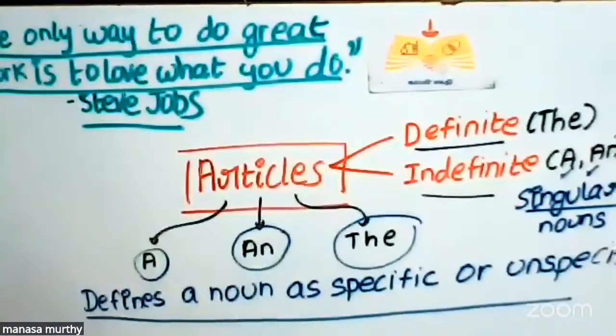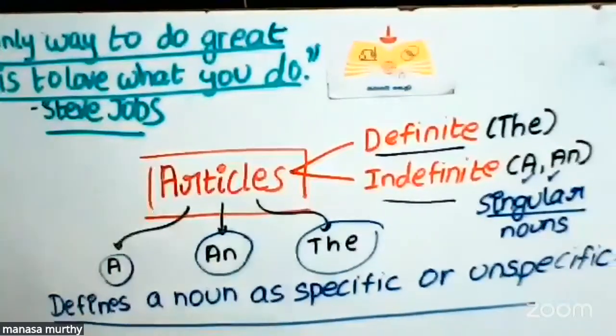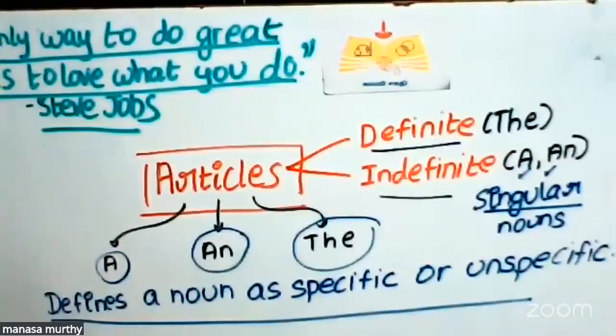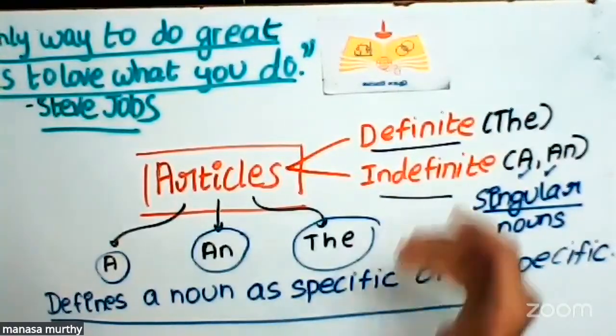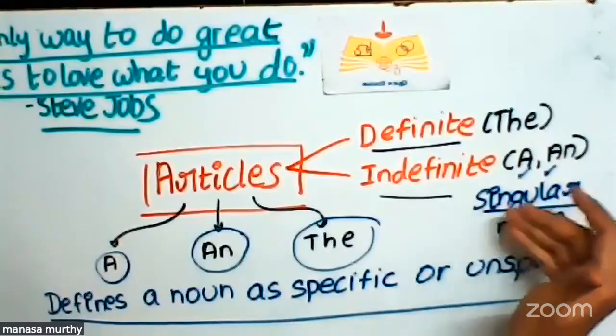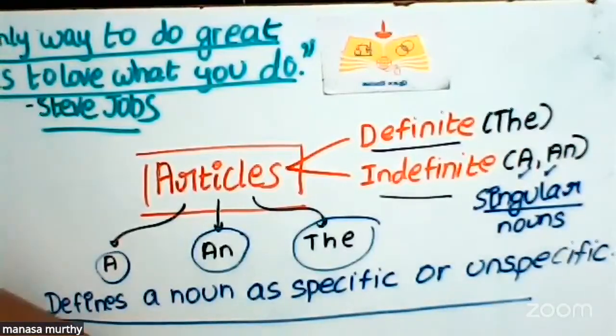Okay. So we started with a small quote. Then we learned about famous personalities from India, who they are. Then today's topic is going to be about articles. Articles, it means it defines a noun as specific or unspecific. We have definite and indefinite articles. Definite is the, indefinite articles are a and an.